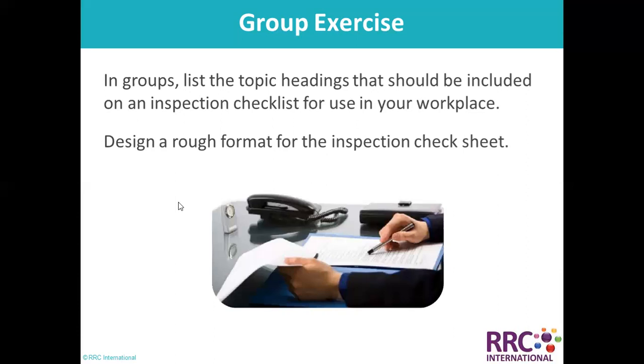Since we are not face to face, what we can do is, in the chat box, everyone can highlight one or two points, or whatever you consider must be there in the confined space checklist. Okay, so Mr. Abdulaziz, you mentioned the ducts, yes. Oxygen deficiency, ventilation, gas monitoring machine. Rescue plan, lighting.